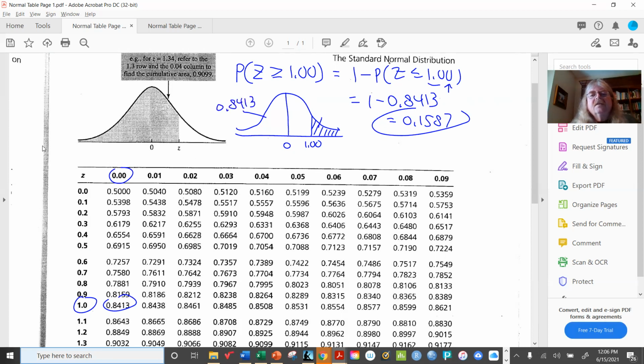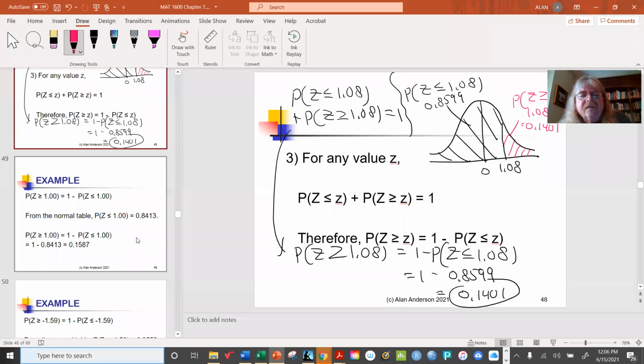The shaded region is what we were looking for, is 0.1587. We couldn't look it up directly because it's a greater than or equal to probability, but it's easy to convert it into a less than or equal to probability by subtracting it from 1. Okay. All right. Now let's do a negative.